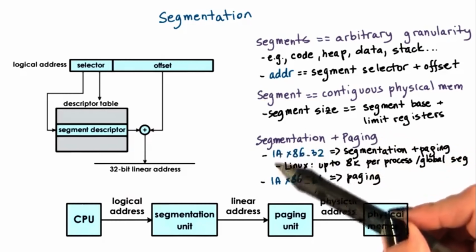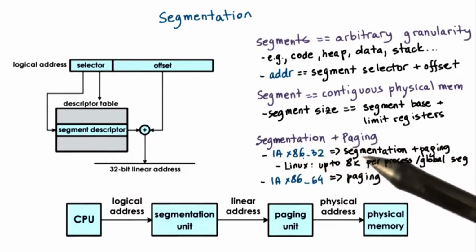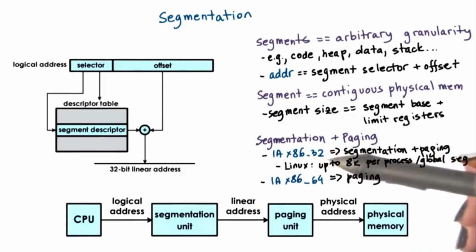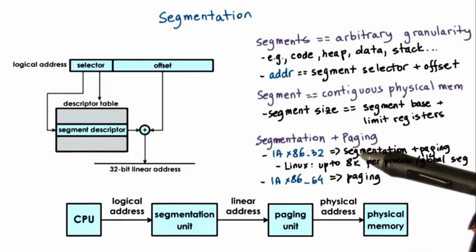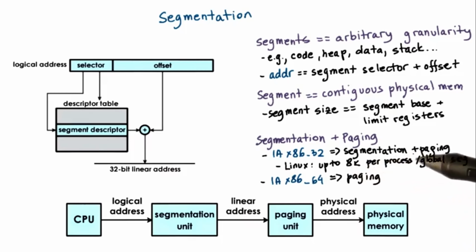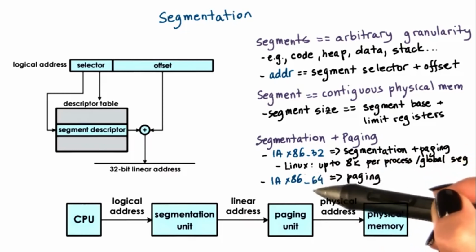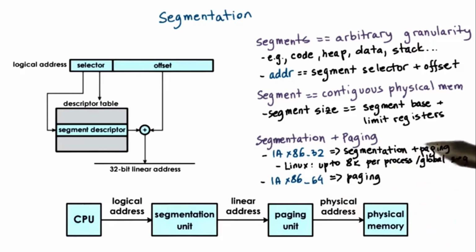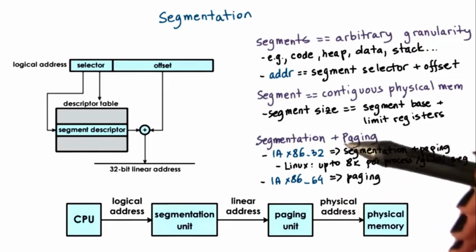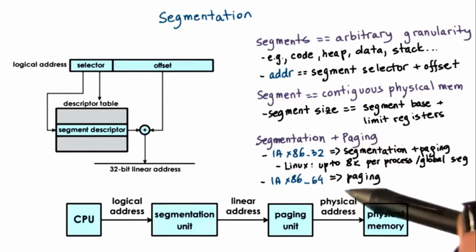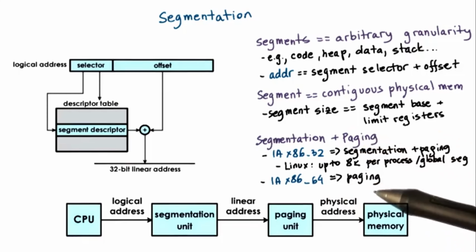For instance, if we look at the Intel x86 platforms, on 32-bit hardware, both segmentation and paging are supported. For these platforms, Linux allows up to 8,000 segments to be available per process and then another 8,000 global segments. At the same time, on 64-bit Intel platforms, segmentation and paging are supported for backward compatibility. However, the default mode is to use just paging.